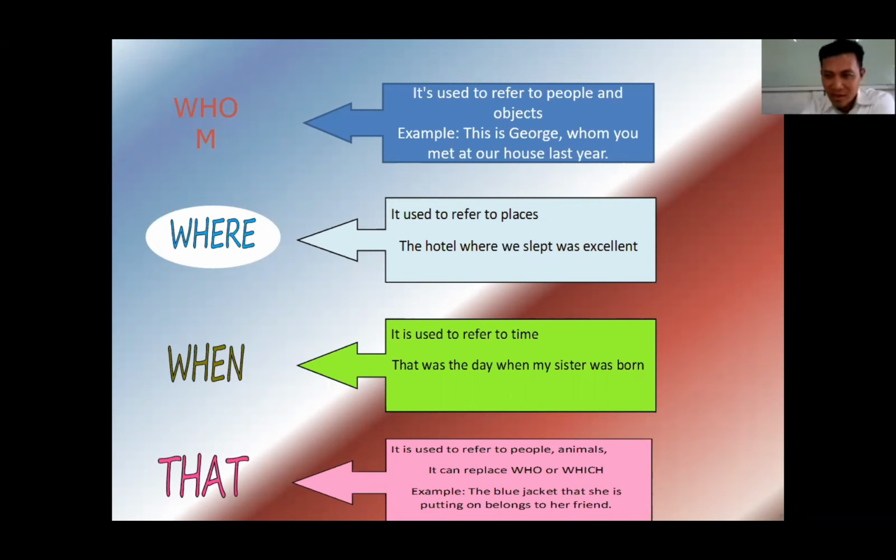You got it? Yes, sir. So replace what? Which, sir? Which. Very good. That's right. So why does it replace which? Because jacket is a thing, sir. Ah, that's right. Because jacket is a thing, you cannot use who. That is not replacing who here because who is for persons or people. So this one here is a jacket, and a jacket is a thing. Very good. So next slide. Any questions? No? Okay, very good. Next.